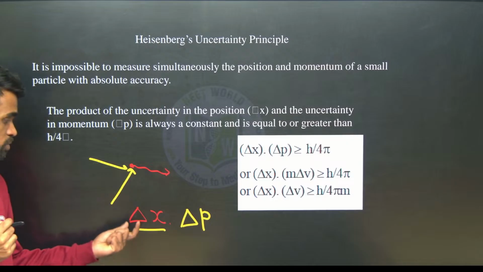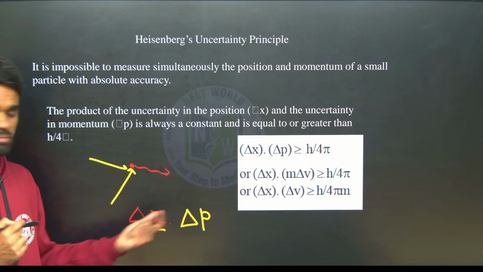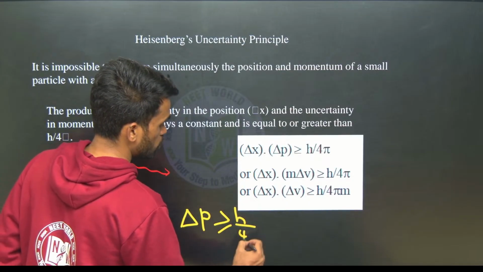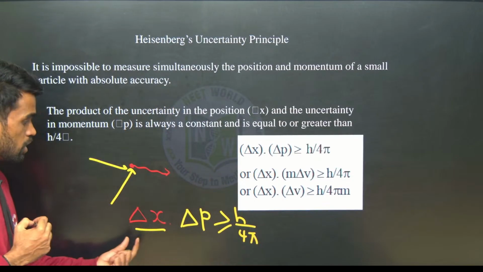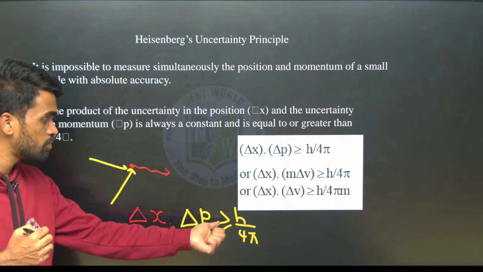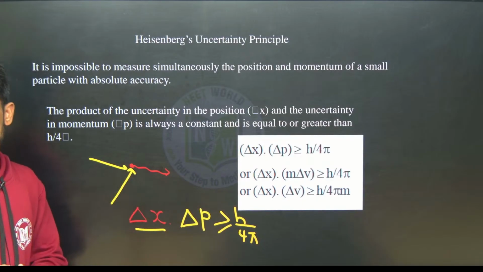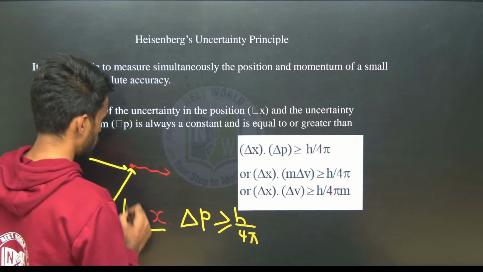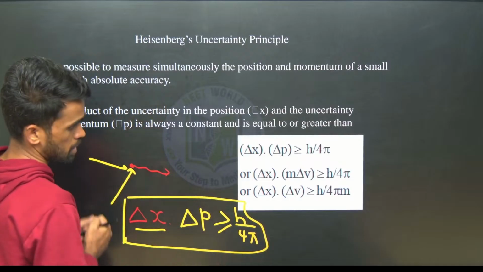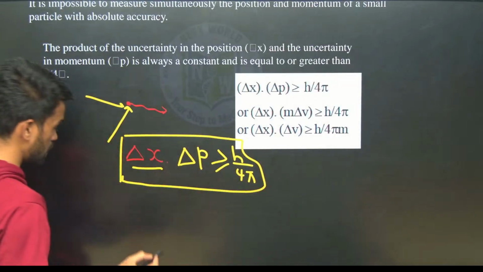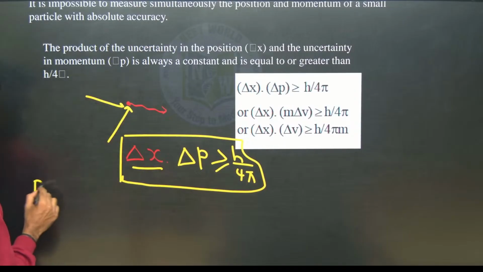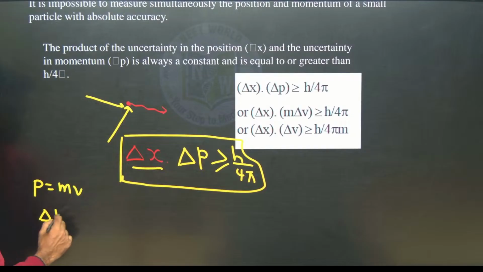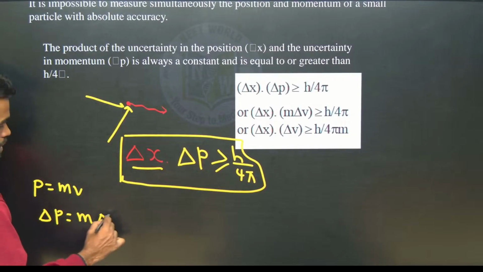So the product of error in position and error in momentum will be either equal to or greater than h by 4 pi. This is the HUP, Heisenberg's uncertainty principle. P means momentum, and momentum means mass into velocity. So delta p I can write as m into delta v.